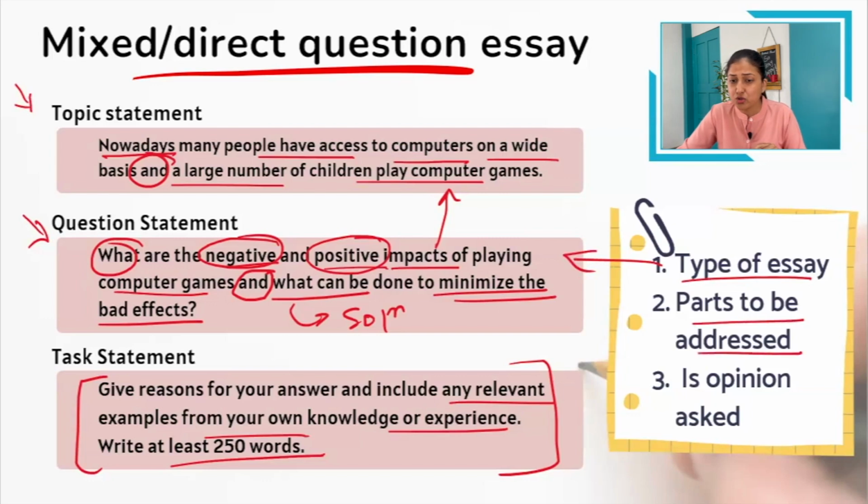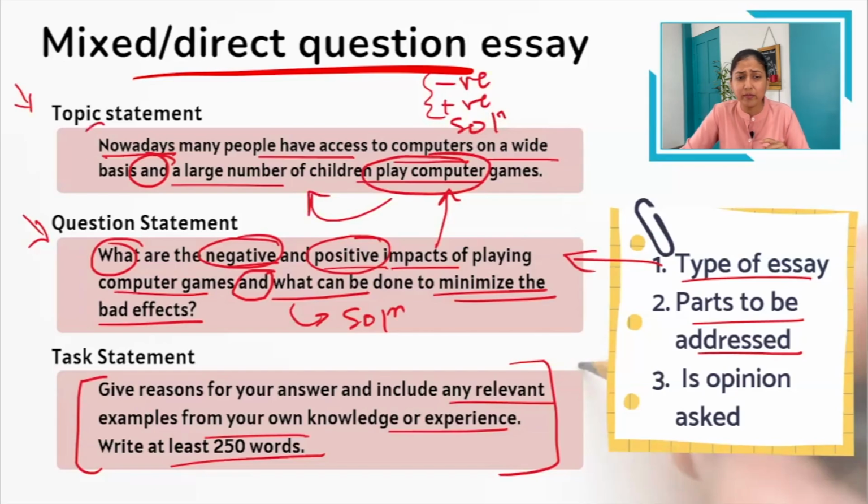Number 2, parts to be addressed. Well, I have to make sure that I talk about the negative impacts, the positive impacts, as well as some solutions of what? Of playing computer games. On whom? The negative and positive impacts on whom? On a large number of children. At the same time, I must not forget that I have to mention a bit at least about the first half of the topic statement in my essay. What is the first half of the topic statement? It's nowadays many people have access to computers on a wide basis. This should be a small part of my essay. Maybe in the introduction, and that would be enough.